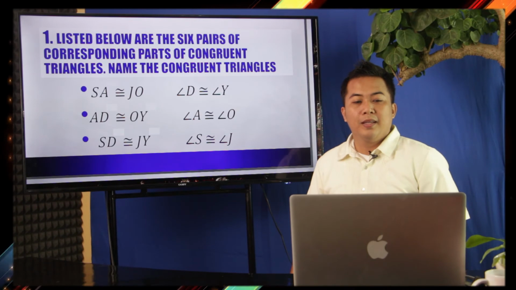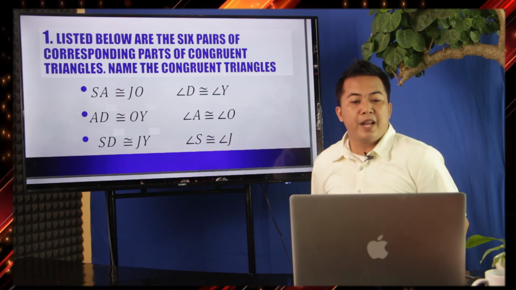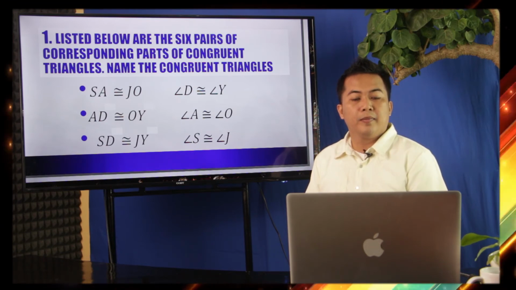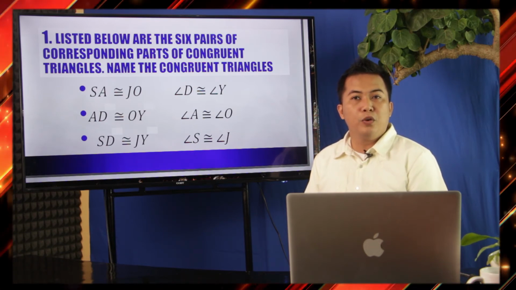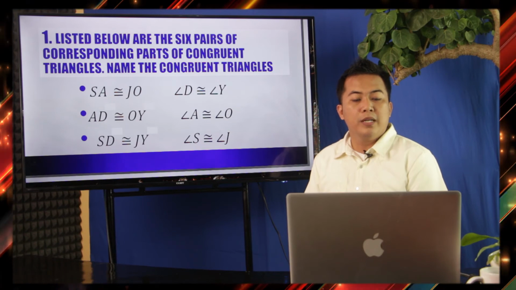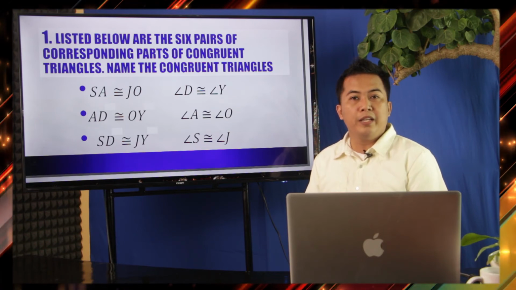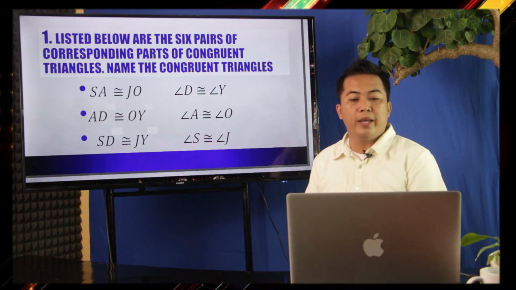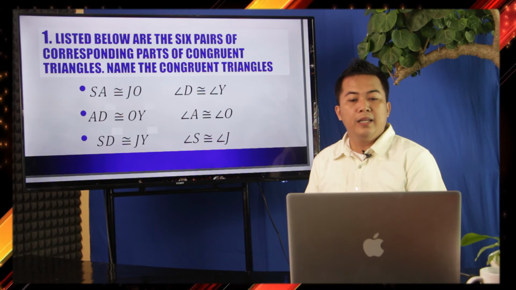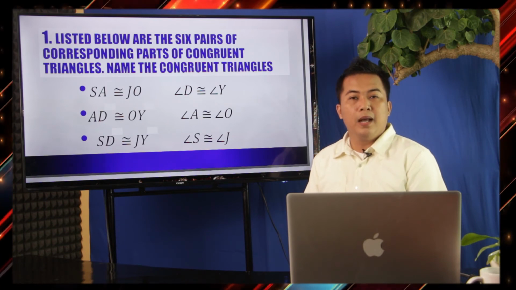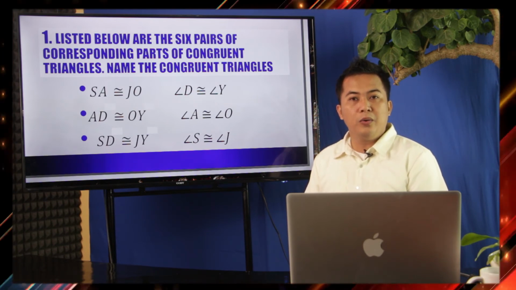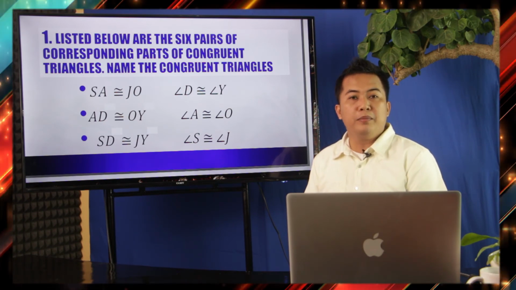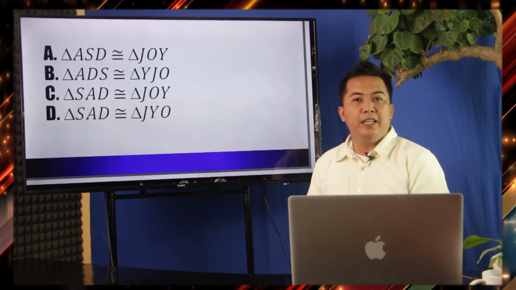Number 1. Listed below are the 6 pairs of corresponding parts of congruent triangles. Side SA is congruent to side JO. Side AD is congruent to side OY. Side SD is congruent to side JY. Angle D is congruent to angle Y. Angle A is congruent to angle O. And angle S is congruent to angle J. Name the congruent triangles.